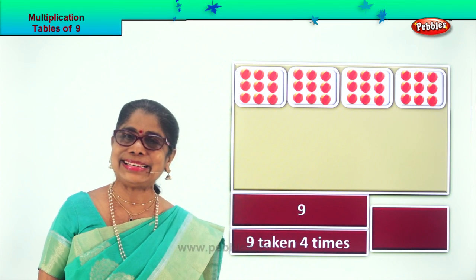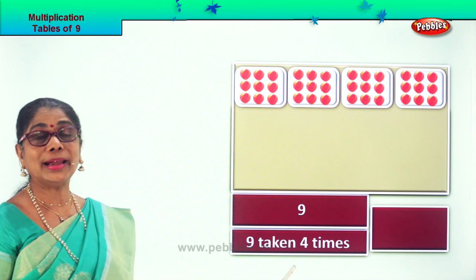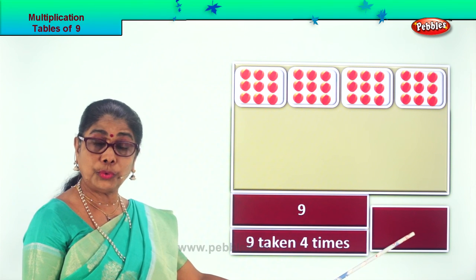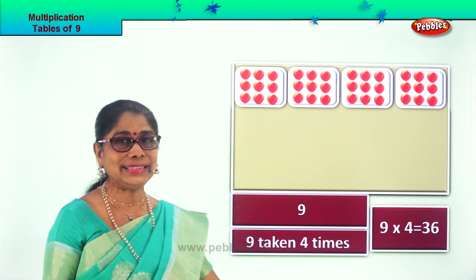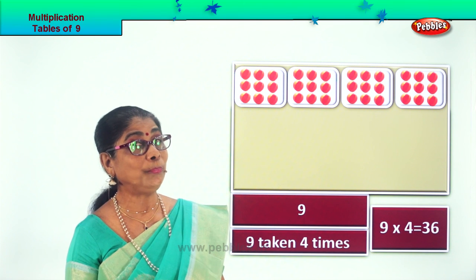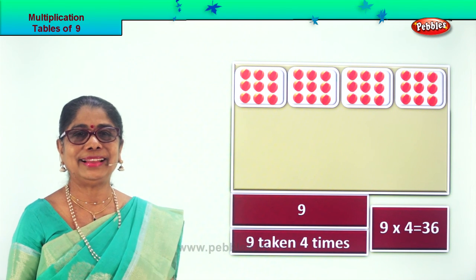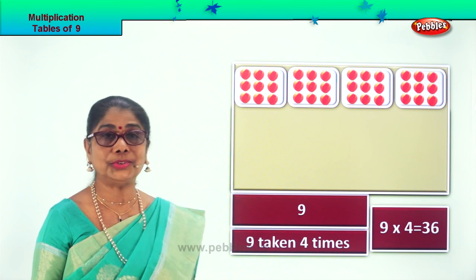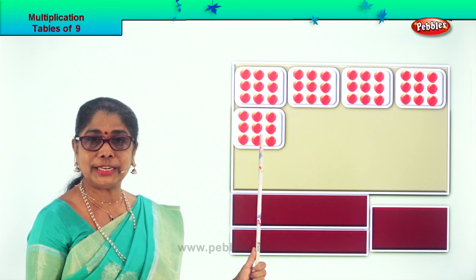What is 9 taken 4 times? 9 into 4 or 9 fours are. 9 into 4 and 9 fours are equal to what? 36. What is 9 fours are? 36. 9 into 4, 9 fours are 36. Good. Are you enjoying building up 9 times table? Good. Let's take another box of 9 balls and put it here.